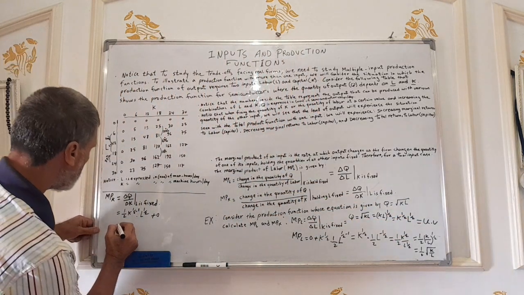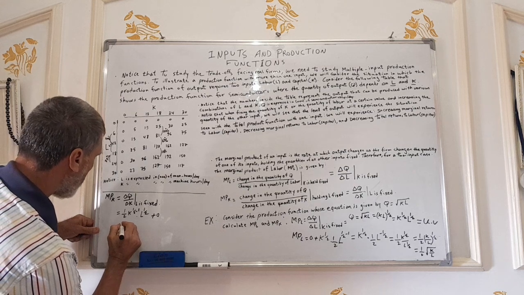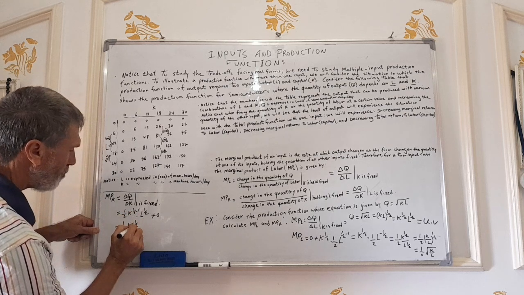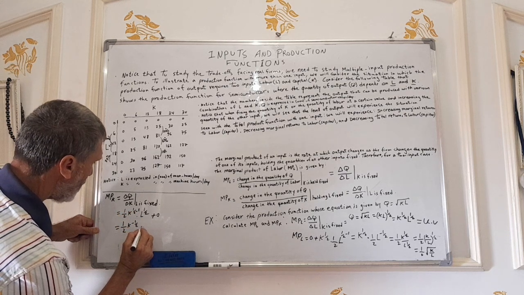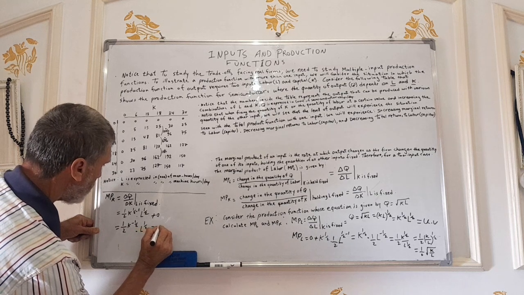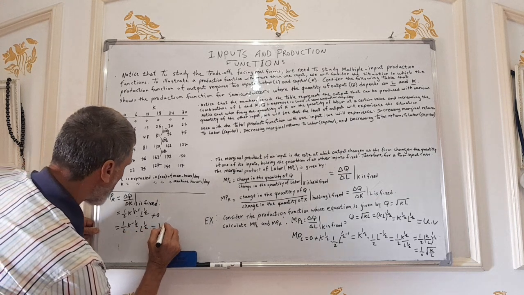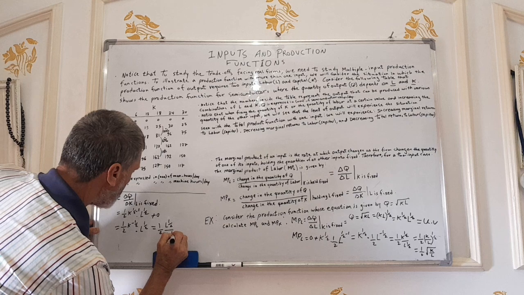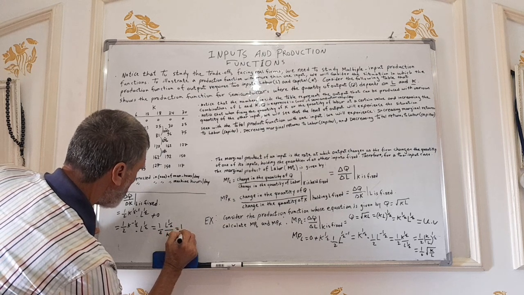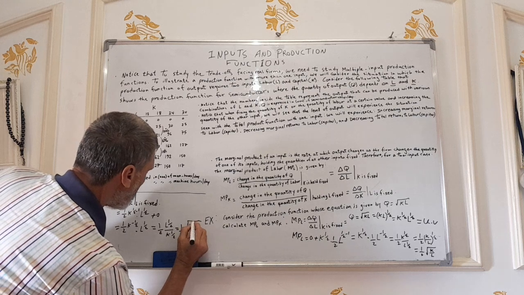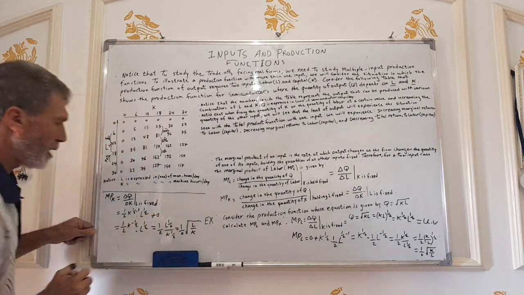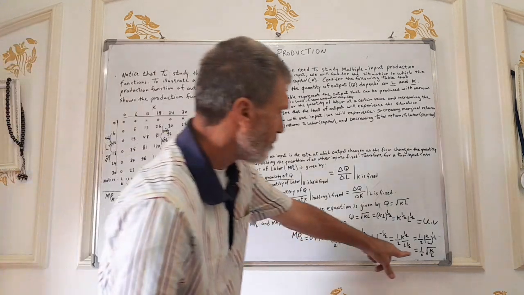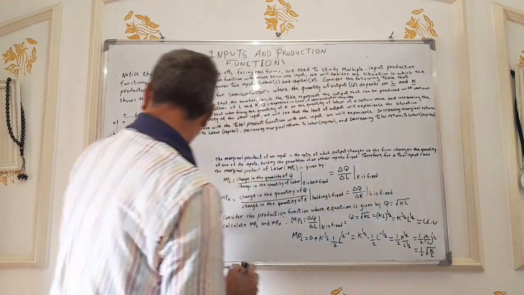So what do we get over here? We get 1/2 K^(-1/2), that is 1/2 minus 1, times L^(1/2), which is equal to 1/2 L^(1/2) over K^(1/2), which is 1/2 times the square root of L over K. This is the answer for the marginal product of capital, and the previous one is the answer for the marginal product of labor.